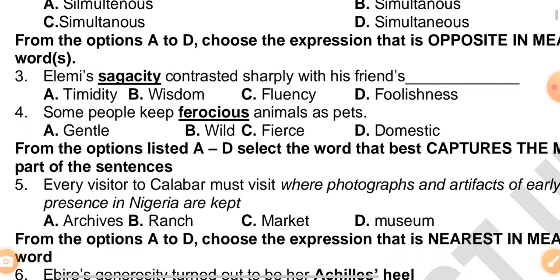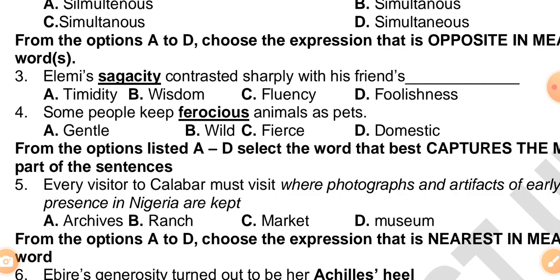4. Some people keep ferocious animals as pets. A, gentle animals. B, wild animals. C, fierce animals. D, domestic animals. The opposite of ferocious is gentle, right? Ferocious means something that is fierce, like you can have a ferocious dog that knows the hear word, right? But we have gentle dogs, right?